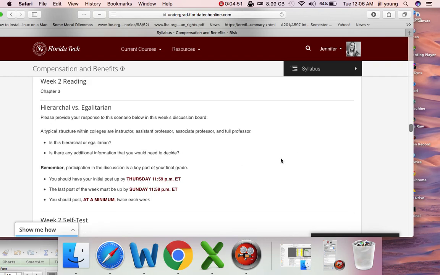For the discussion, you're just going to talk about these two types of structures, hierarchical and egalitarian. What I'd like you to do is define them and then apply them to a typical structure within colleges. So here's an example. Just apply it to this example. What do you think it is and why, after you define what they are? And if there's any additional information that you need to decide. Make sure to read chapter 3.